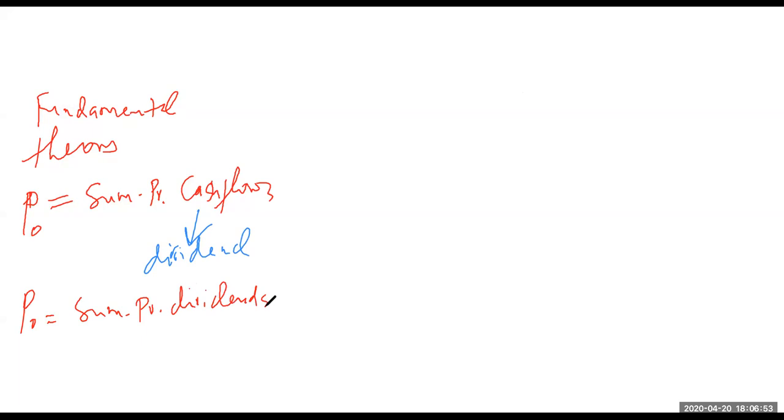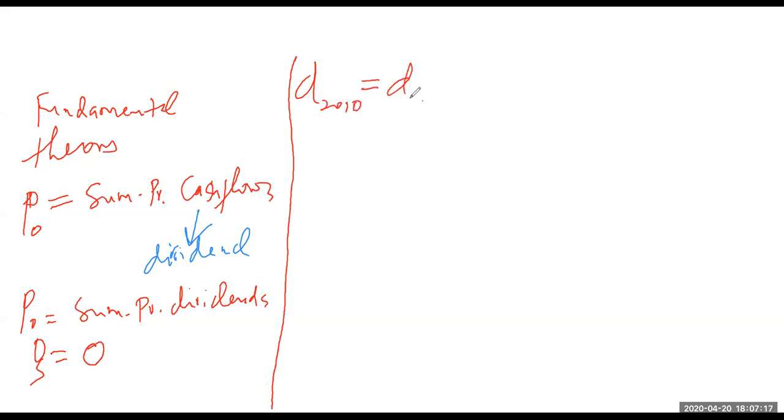Therefore, since we are assuming that G, the growth in dividend, is equal to zero, don't forget, the first case is the case of no growth in dividend. So G is equal to zero. Therefore, we can say that the dividend that was paid in 2010, for example, is equal to the dividend that was paid in 2011, is equal to the dividend that was paid in 2019. There is no growth in the dividend, so the dividend remains a constant.